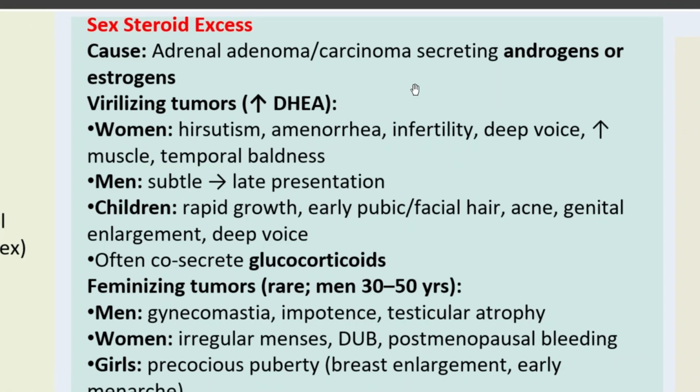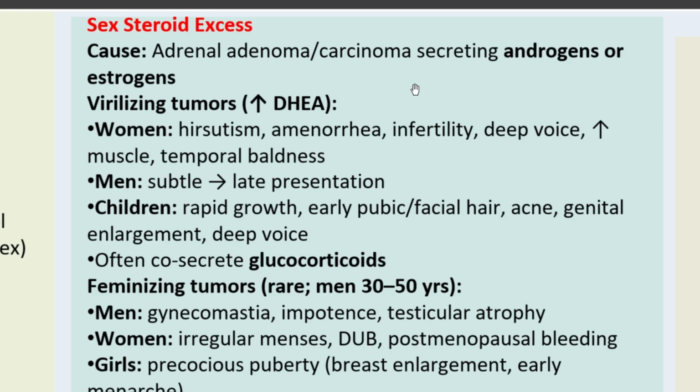While in men it may be subtle and present later, if it's a child, the child may experience rapid growth, early pubic and facial hair appearance. They may get acne, genital enlargement, and also a deep voice. And so often, these tumors may also secrete glucocorticoids, so you look out for Cushingoid features.